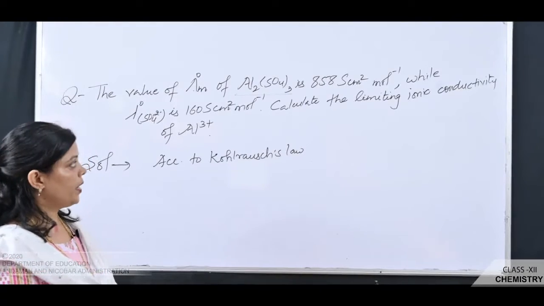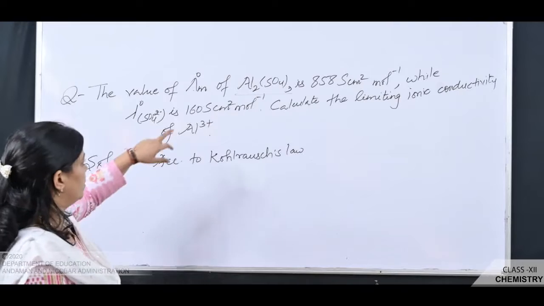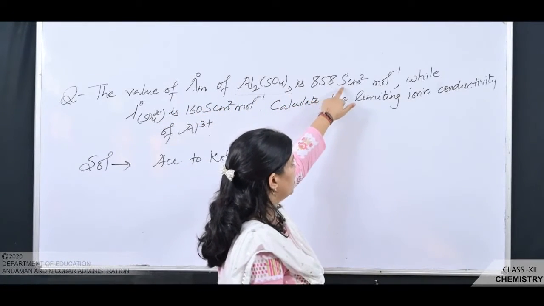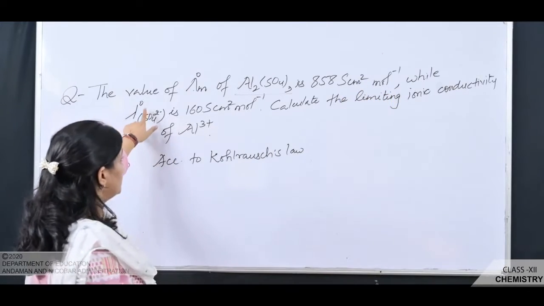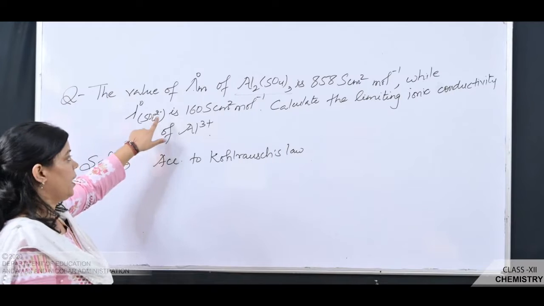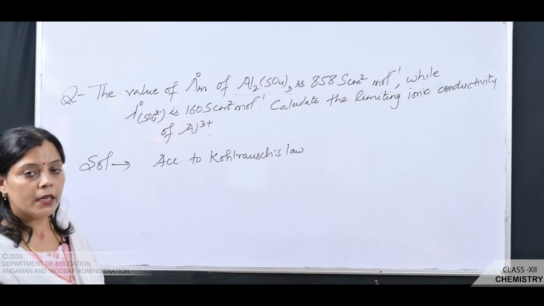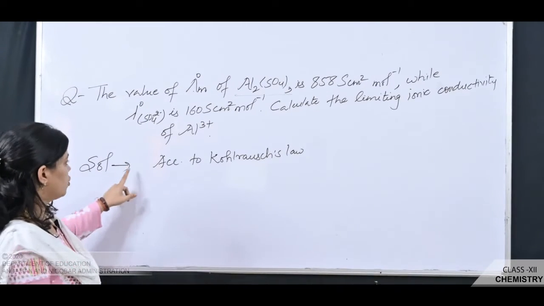Next is a problem based on the application of Kohlrausch law. The value of the limiting molar conductivity of aluminium sulfate is 858 Siemens cm square mole inverse, while the limiting molar conductivity for the sulfate anion is 160 Siemens cm square mole inverse. We have to calculate the limiting ionic conductivity for Al3+. So how can we solve this, children?